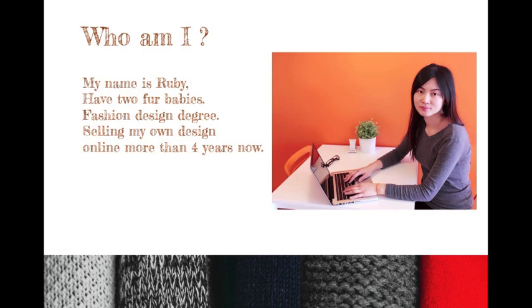Okay, who am I? My name is Ruby. I'm from Taiwan and I have 2 furry babies. One is a dog, one is a cat, and they have been with me 4 to 5 years now. I treat them just like my babies, and they usually work with me. Sometimes you will see them in my presentation. I majored in fashion design in college, and I've been selling my designs, graphic design, and handmade clothes online for more than 4 years now.